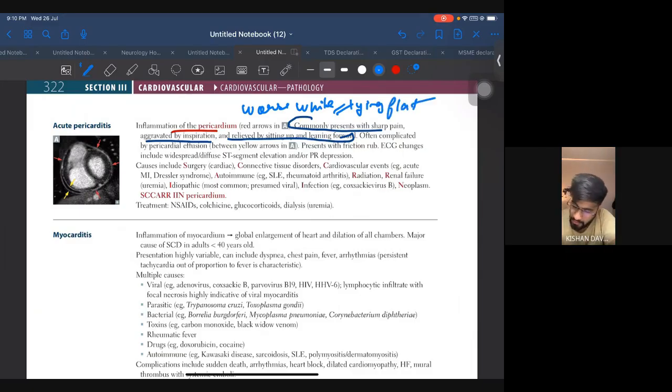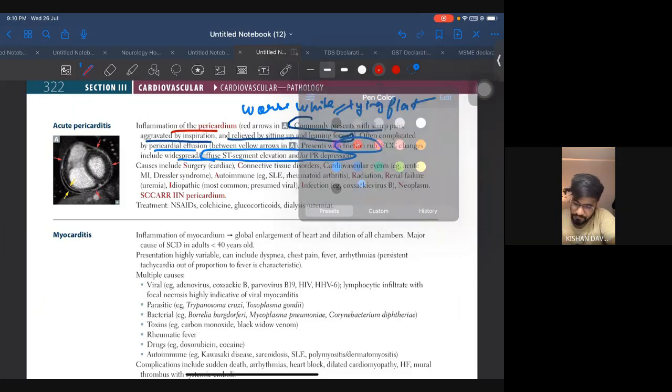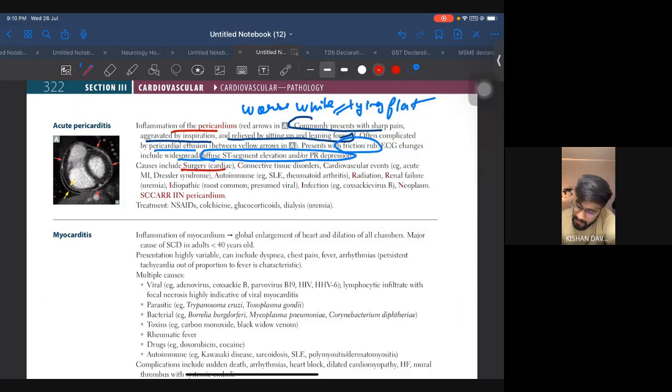All right, so let's see what else there is. Pericardial effusion, widespread diffuse ST segment elevation and PR depression. Friction rub is important. Causes: surgery, connective tissue disorders, cardiovascular events, radiation, renal failure, idiopathic, infection. Now see, the most common cause is viral infection.